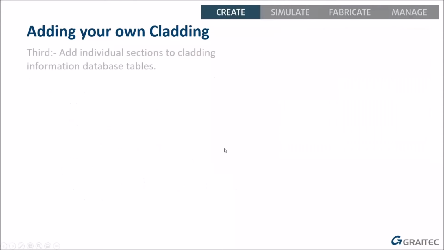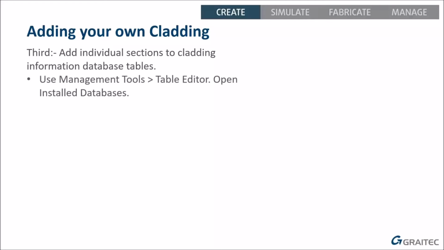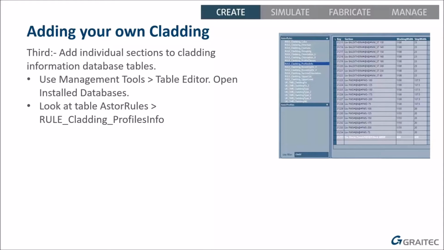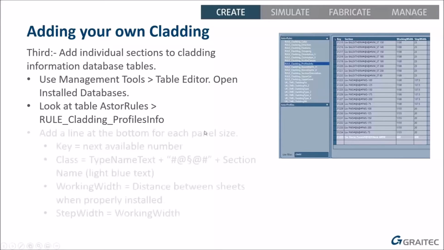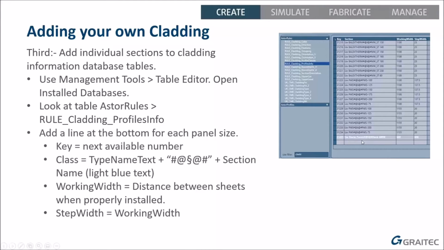Then there's a second table you have to add stuff to. So the third step, after adding the range of cladding into the first table, you've got to add each individual section. So again, you go into the table editor, open install databases, still in Asta Rules. This time you go to the next table down, Rule Cladding Profiles Info. So you had profile classes, that was the range. Now it's each individual profile's info. Again, you go to the bottom and add a new line. And again, there's 4 columns.